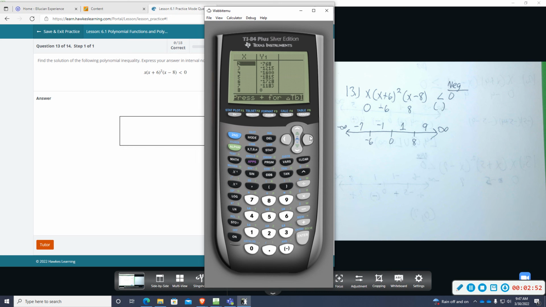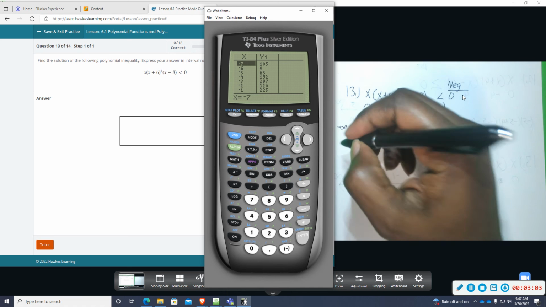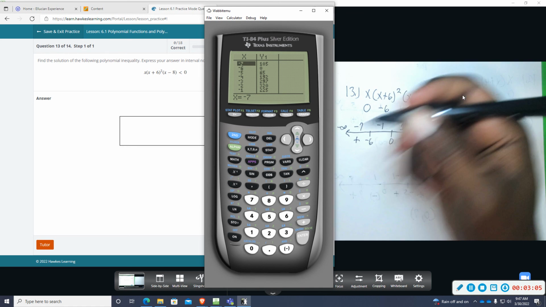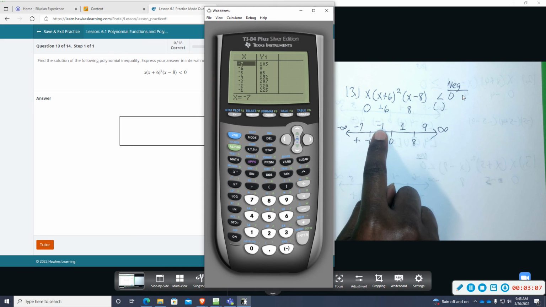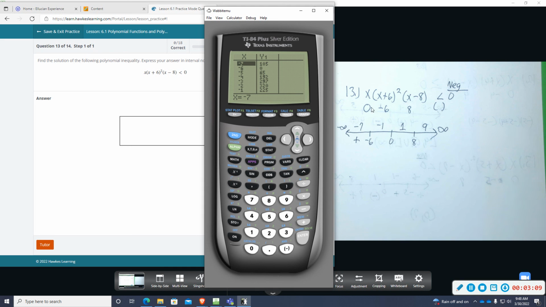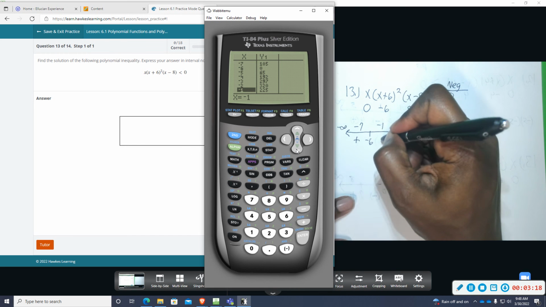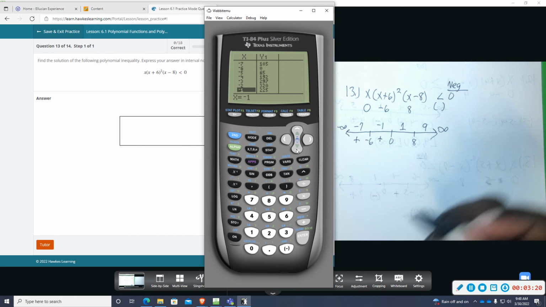And now I'm going to go to -7. Scroll up, up, up, up. -7 is showing me a positive value. We want negative, so I'm going to write a positive here. That's not the one I want. And then I'm going to look at -1. If I scroll down, we can see -1 here. It's also resulting in a positive y value, so that is a positive interval as well. That is not one that we're interested in. We're looking for less than 0, negative.